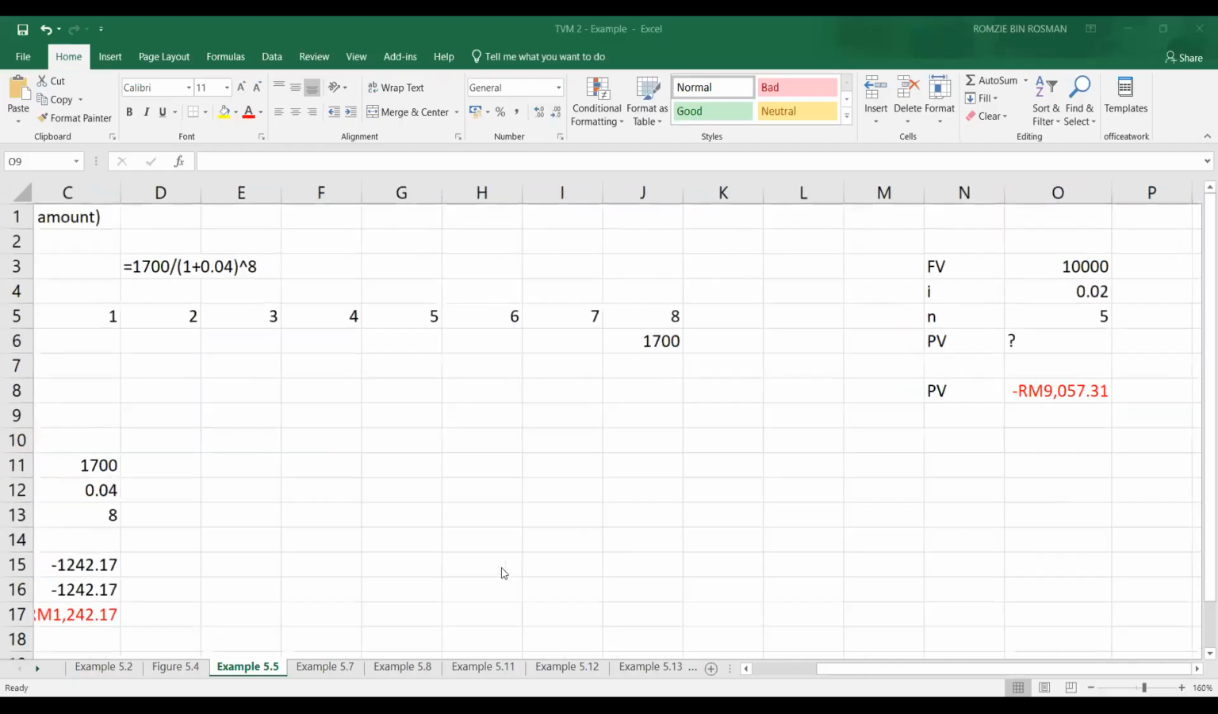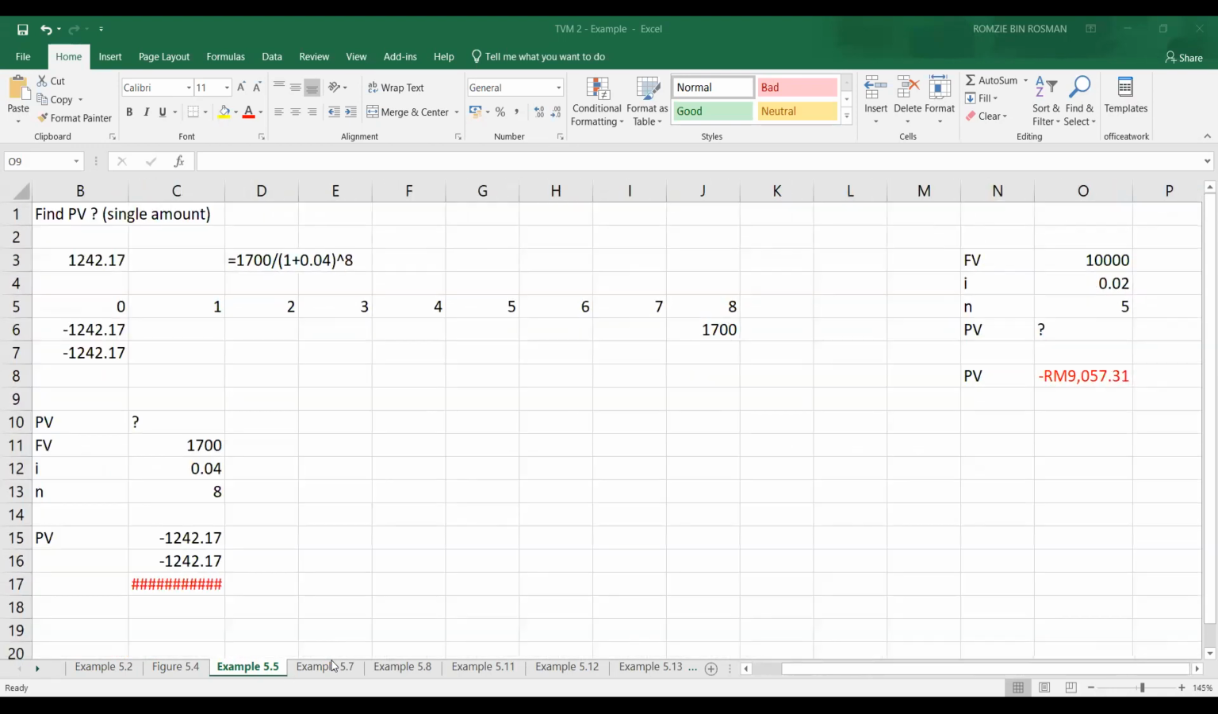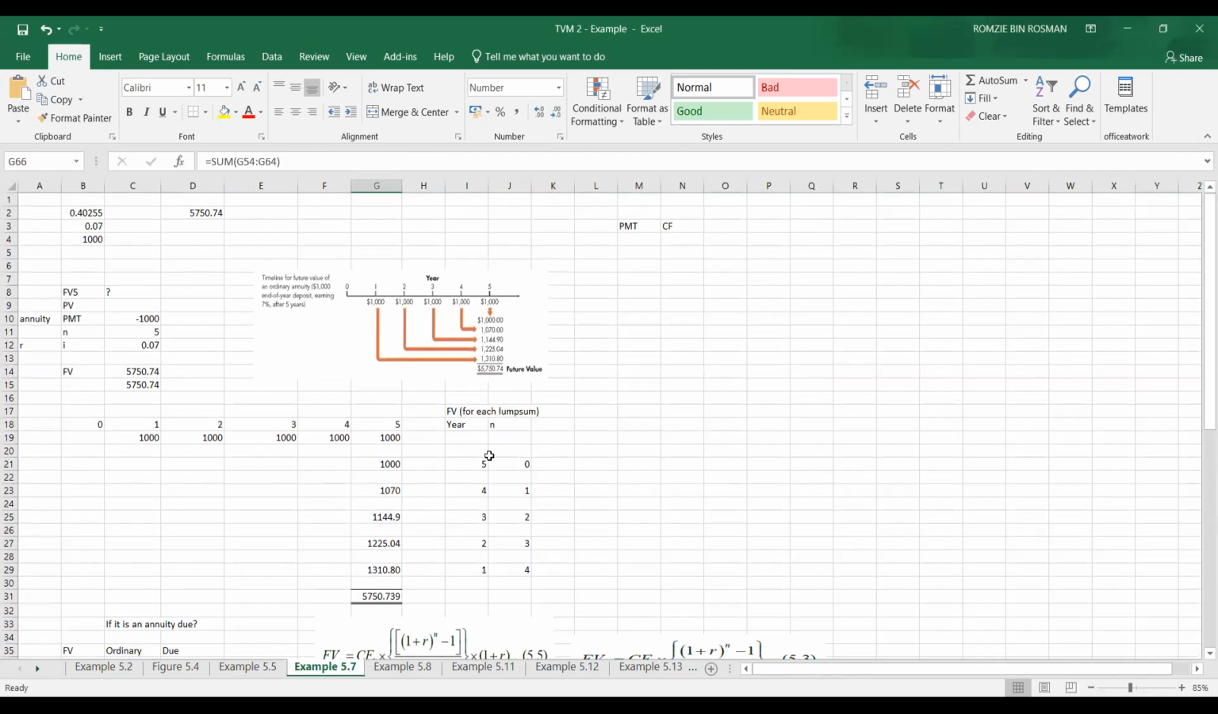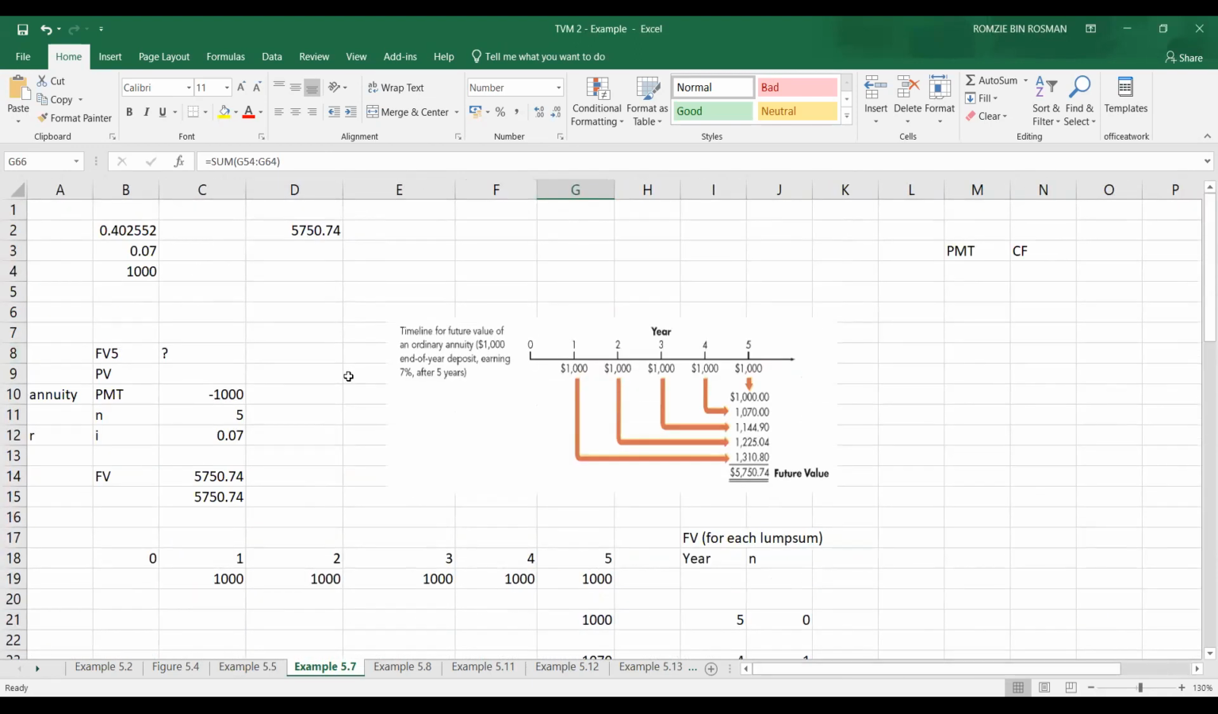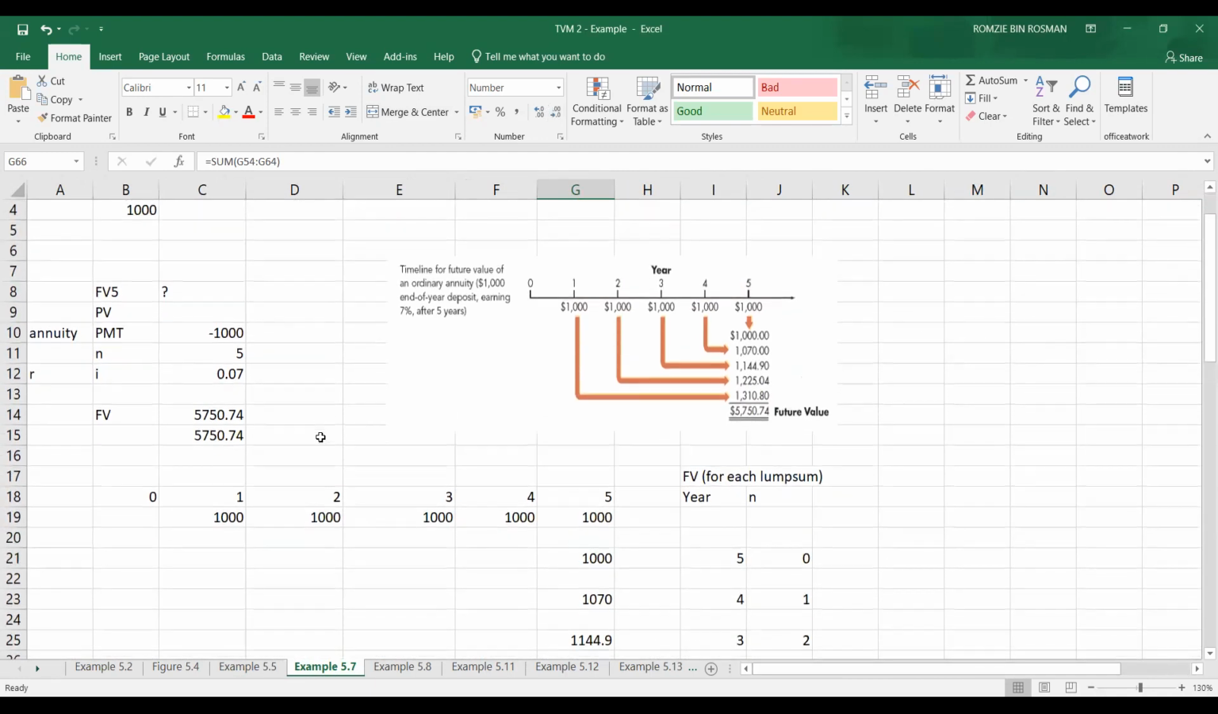Now we look at Excel. Just take the one that is relevant to you. So this is what you do. This is what you want, future value. Present value you don't have, right? You have NPER this time. So you have PMT.